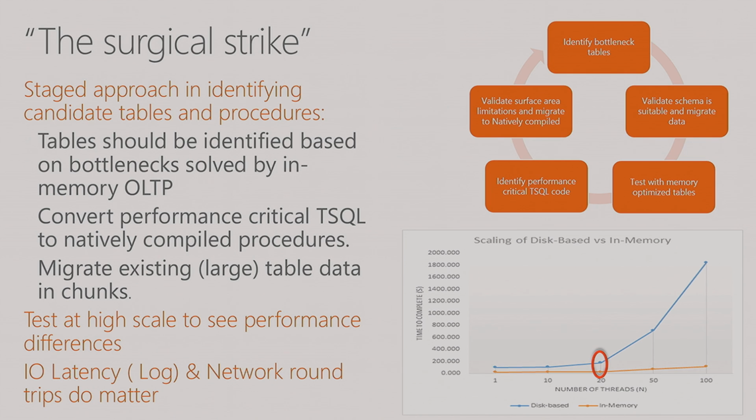A commit still has to adhere to ACID properties. So a commit still has to be flushed to the transaction log. So if you have a lot of transactions which are small in nature, at commit time, we still have to persist that record to the log. Right? So that's important. And network round trips do matter.